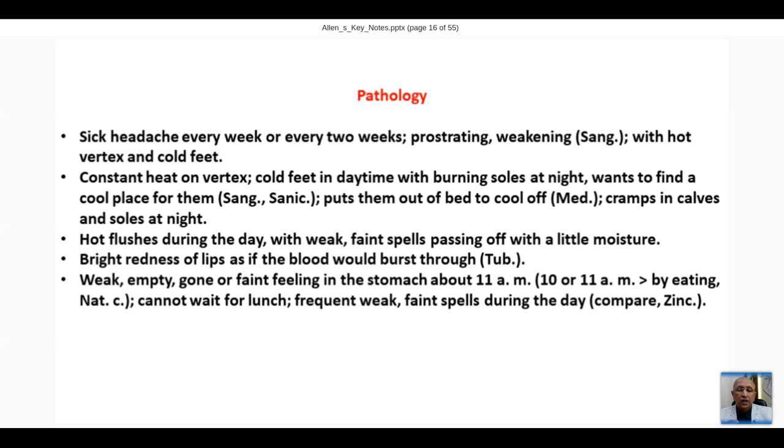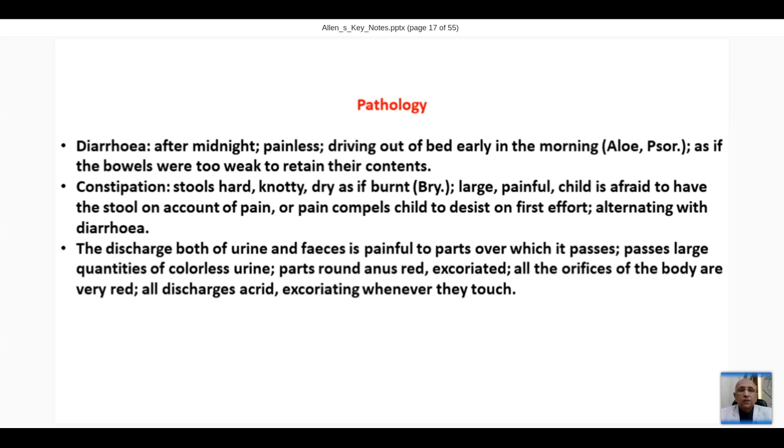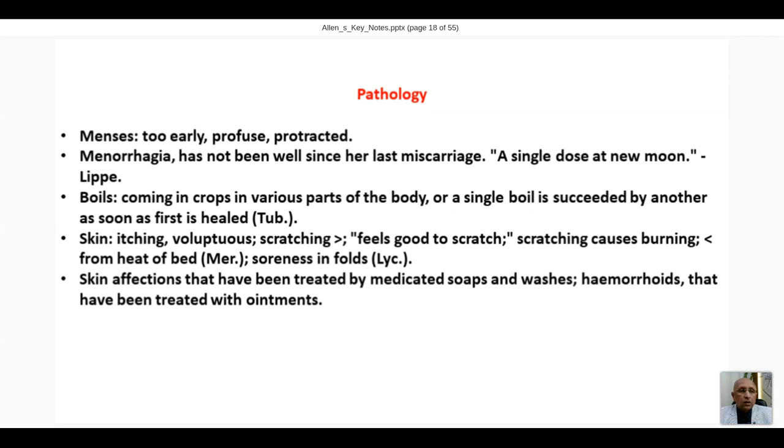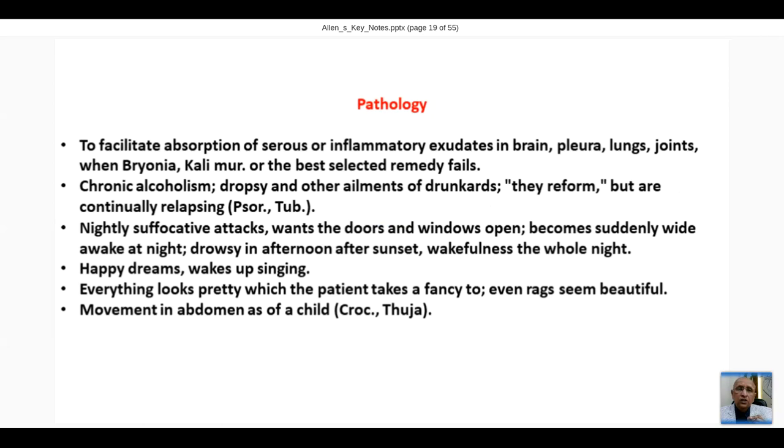So he explains the pathology, and after completing the head, he turns towards the stomach. Then after completing the stomach, he goes ahead. He explains the whole GI tract over there, again in detail. Then he explains menses, menorrhagia, boils, skin affections, system by system by system. You can find it over there. I will not highlight this. Read it from the books and listen to my lecture regarding sulfur. You will understand sulfur in depth.